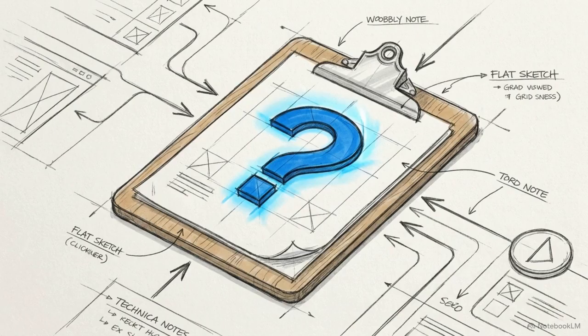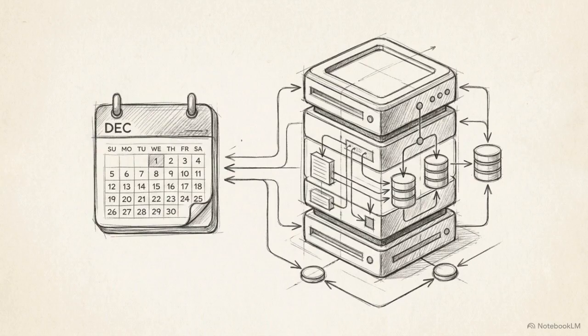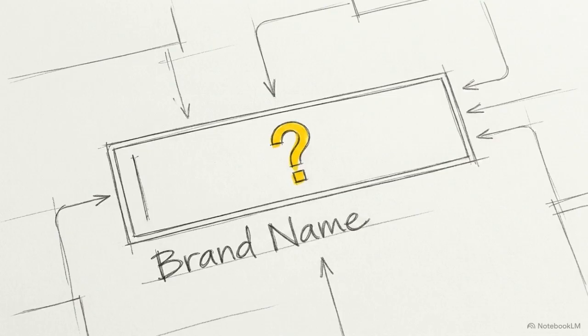Notice how the agent responds. Instead of generating random code, it acts like a product manager. It pauses to ask clarifying questions. Who is the target user? Where does data come from? And what is the brand name?